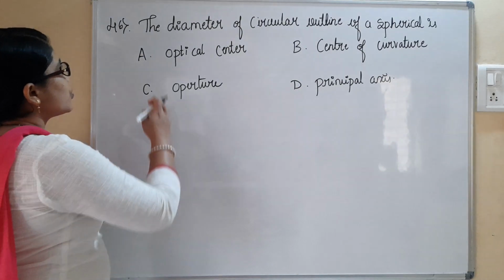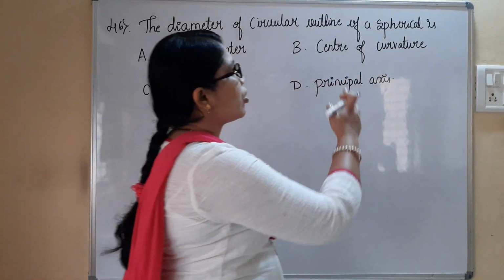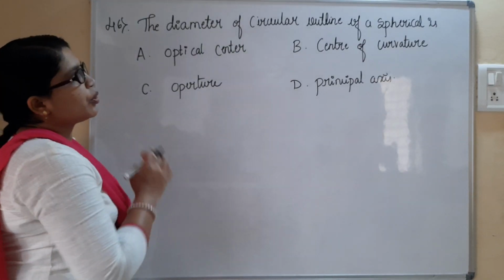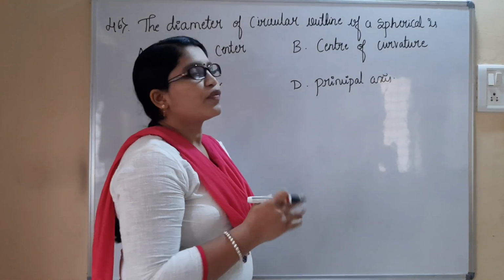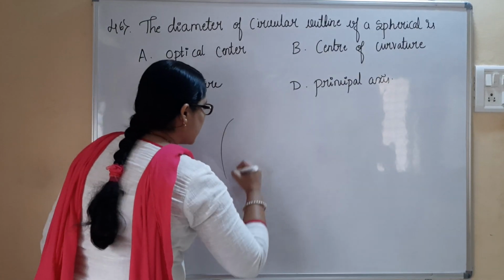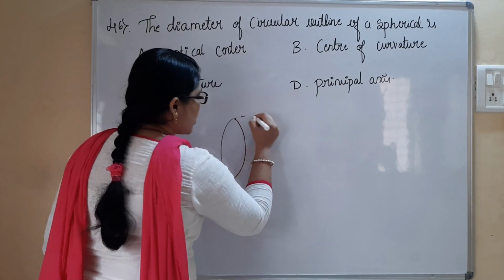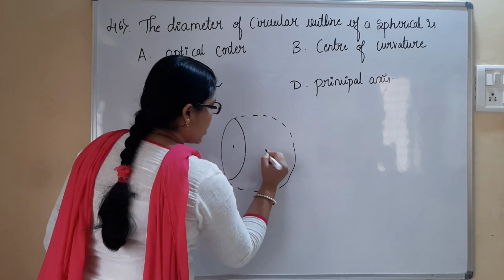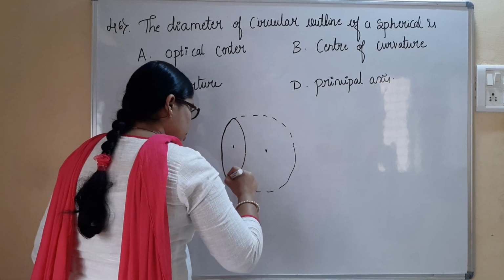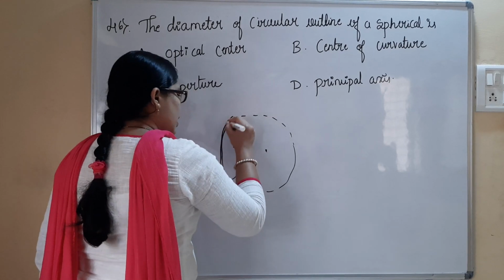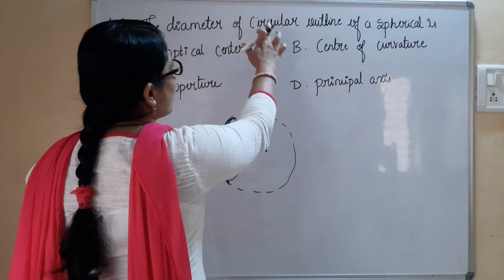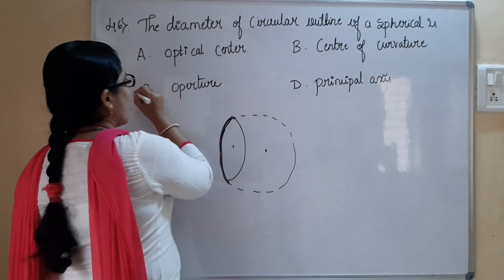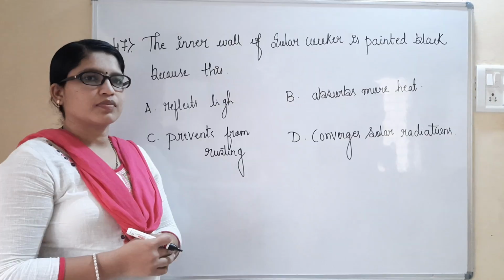Welcome to the next question, dear students. The diameter of the circular outline of a spherical mirror is. Four options have been given here. So when you draw a diameter for a circular outline of a spherical mirror, I will be considering it like this, and here I will be having a circular part. So almost this is going to be considered as a circle, and whatever line we are drawing here, they are asking for this line. The diameter of the circular outline of a spherical mirror is called the aperture. This is the correct option.